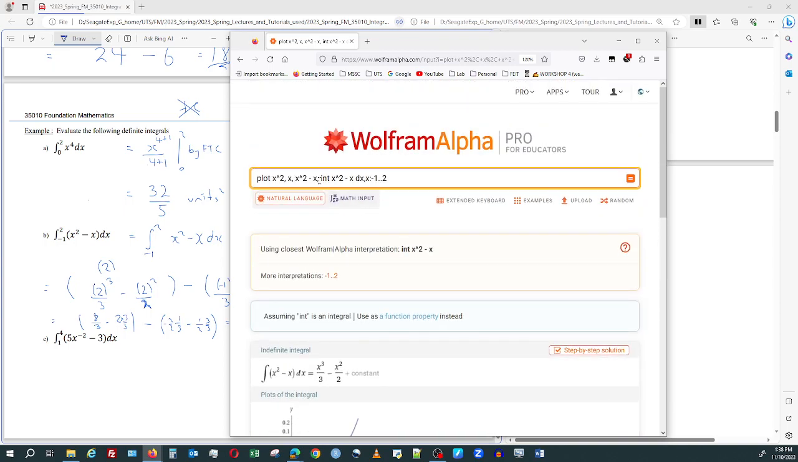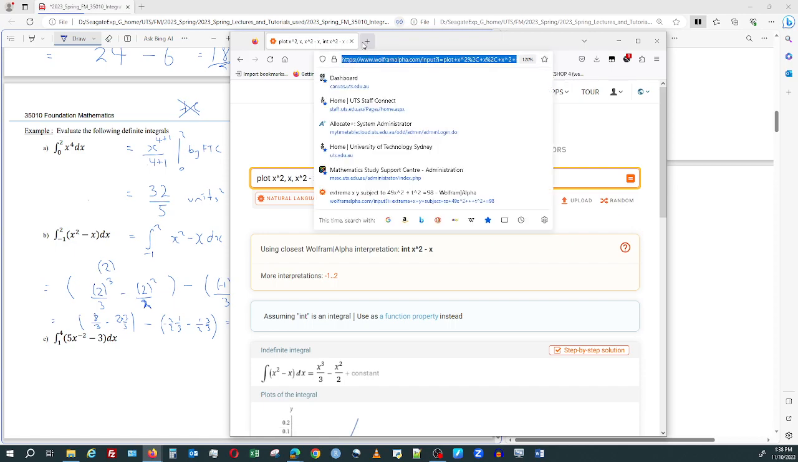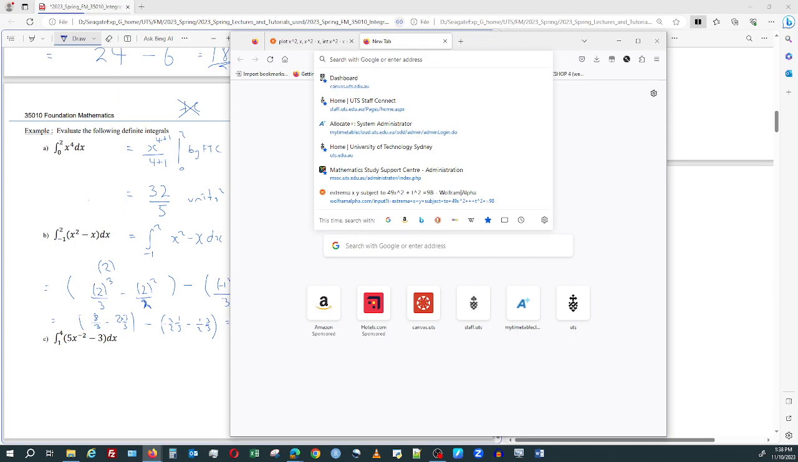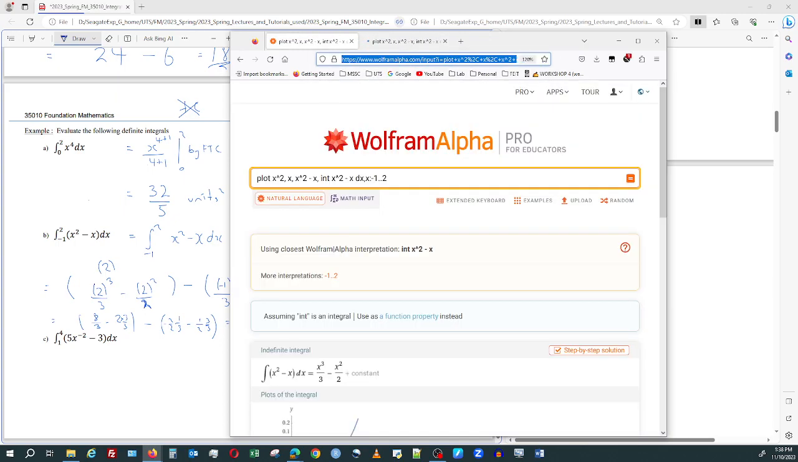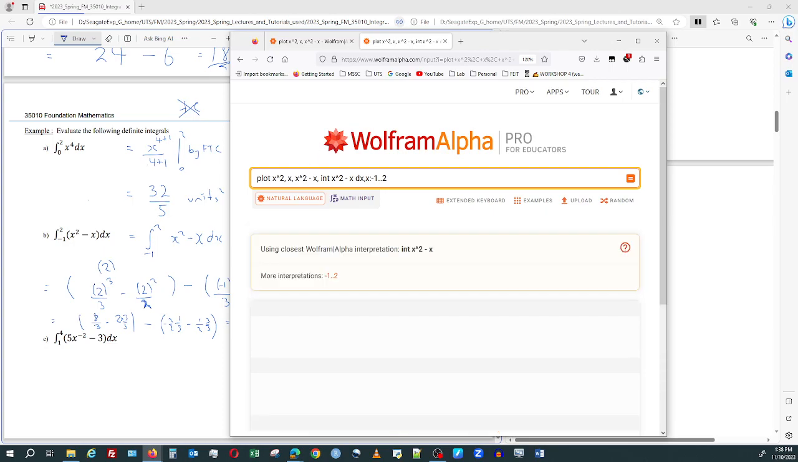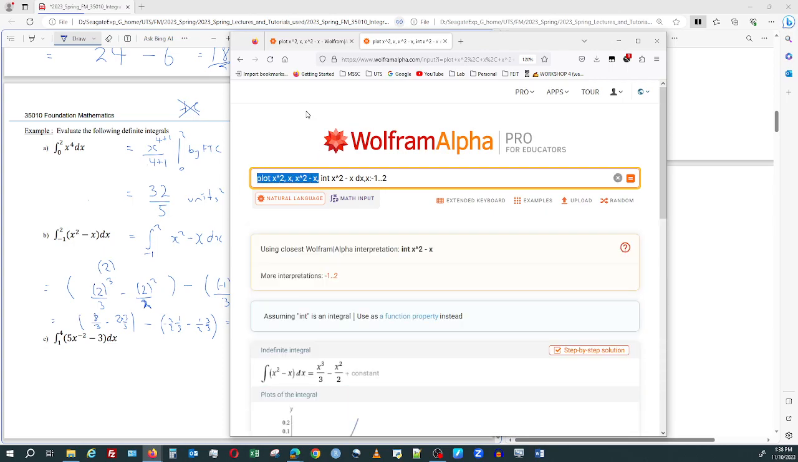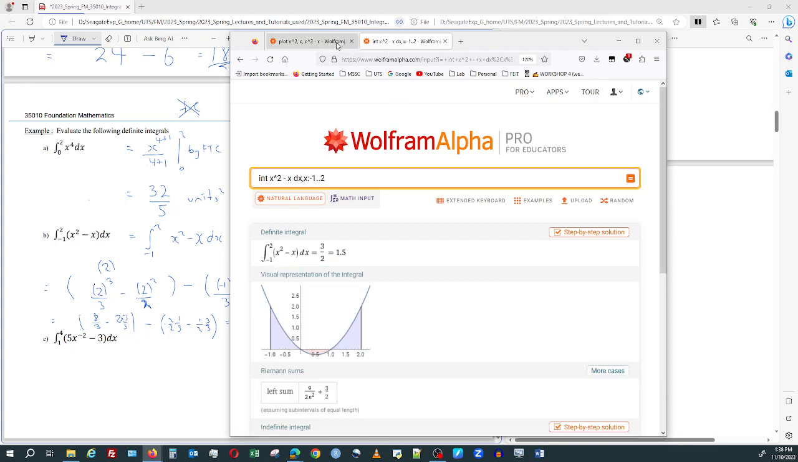So what I can do is just take this away. So I'll go Control Copy and open a new one, and come back here and get rid of the int, and that'll just give us the graph, and then I can come here and just do the int. So I really encourage you to play around with this, okay, because it will really give you an insight.